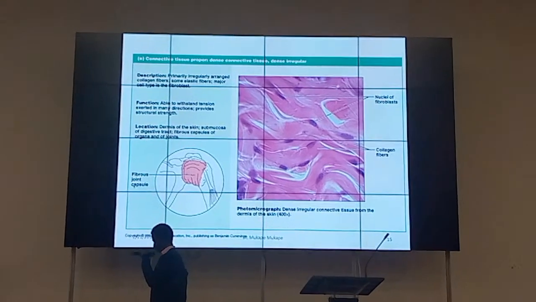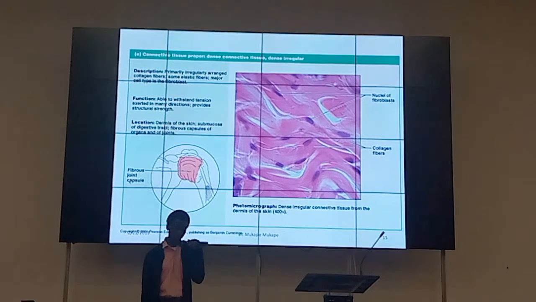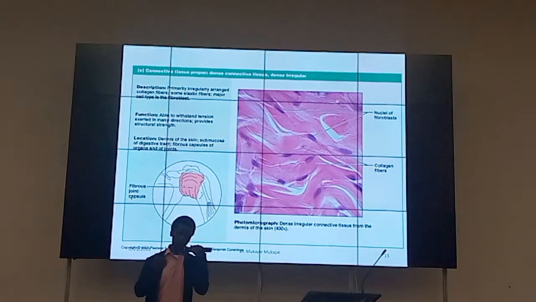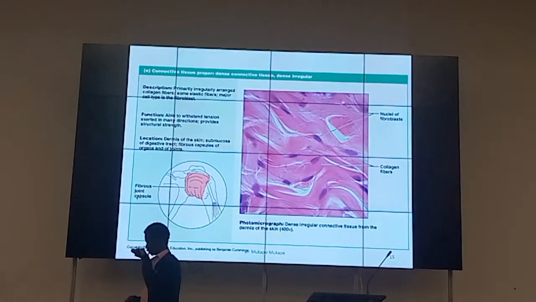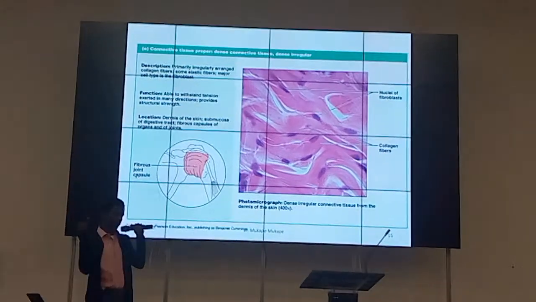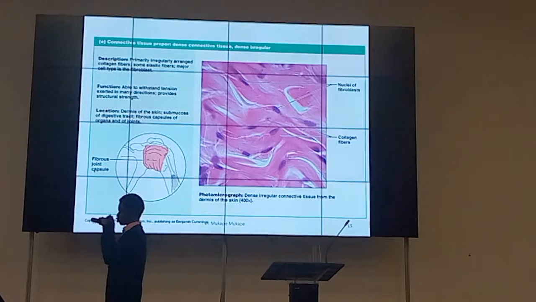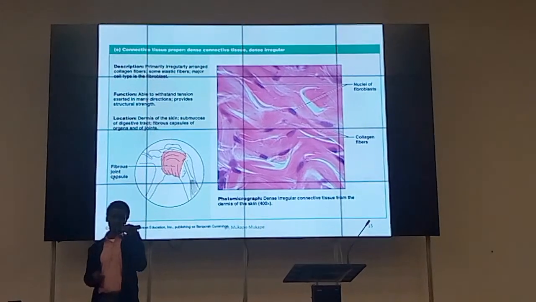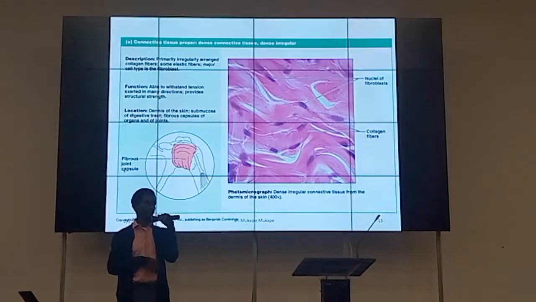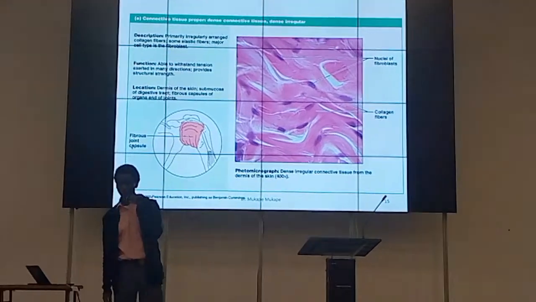What are the other structures which dense connective tissue can form? Not really separating into irregular and regular, but just in general. Apart from ligaments, tendons, and joint capsules, what are the other structures? Yes, sir. Aponeurosis.